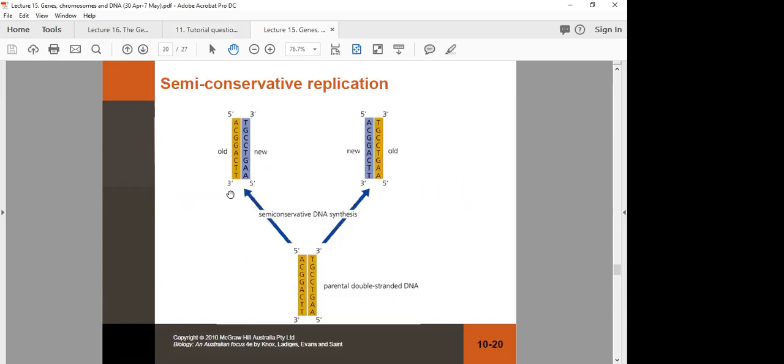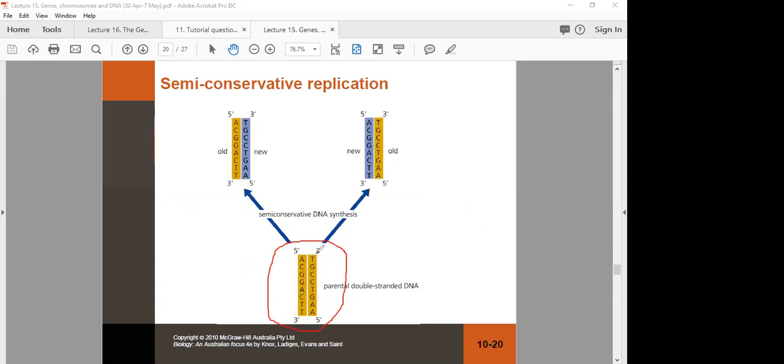So let's look at that process here, semi-conservative replication. So let's consider what's referred to here as the parental double-stranded DNA. This will be the parent cell, so this could be that zygote cell, for example, that's going to give rise to the embryo of an animal or the embryo of a plant. Exactly the same thing happens there. We start with a single cell.